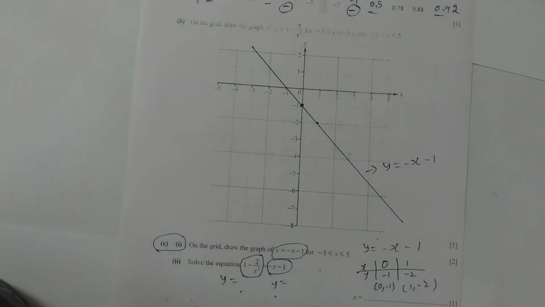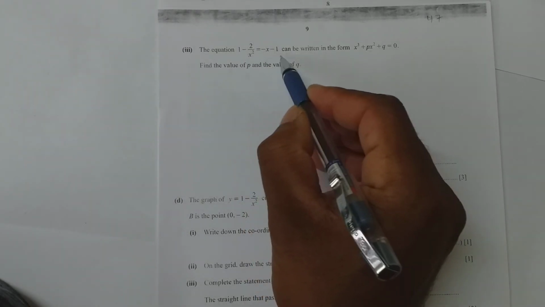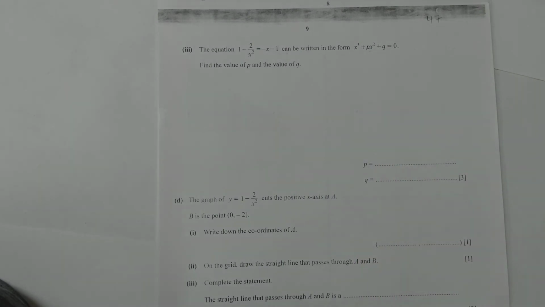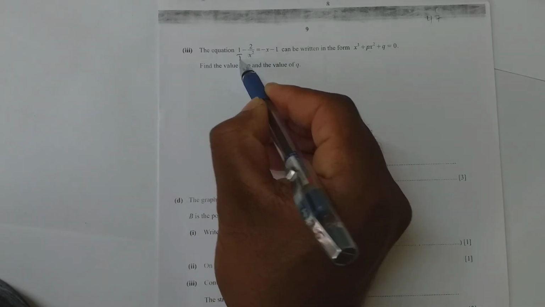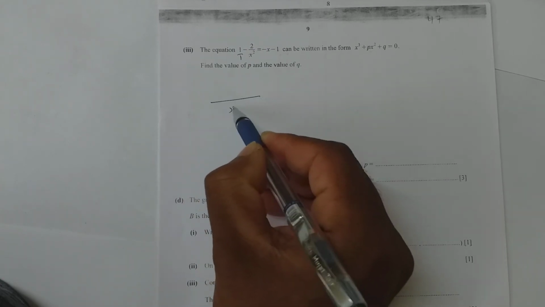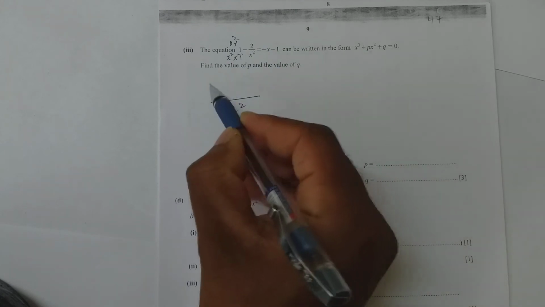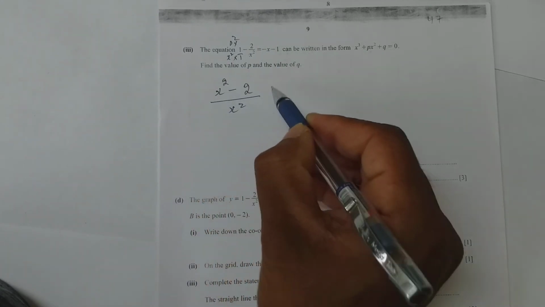Okay. Now next one. The equation 1 minus 2 by x square equal to minus x minus 1 can be written in this form: x cube plus px square plus q equal to 0. Find the value of p and q. So first, I take LCM on this side. So LCM is x square. So 1 should become x square, means into x square into x square. So it becomes x square minus 2, here I don't need to multiply x square.